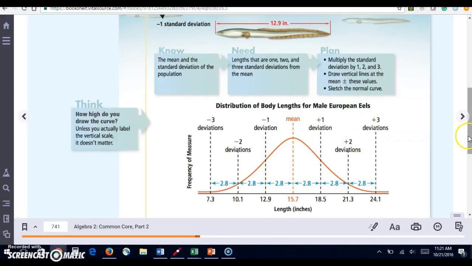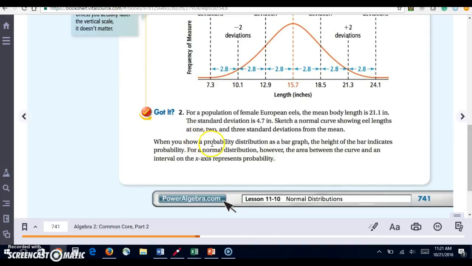Okay? So now let's do it on our own. For a population of female European eels, the mean body length is 21.1 inches. The standard deviation is 4.7. Sketch a normal curve showing eel lengths of 1, 2, and 3 standard deviations from the mean. Okay, they made it fairly simple for us. So the mean is 21.1.